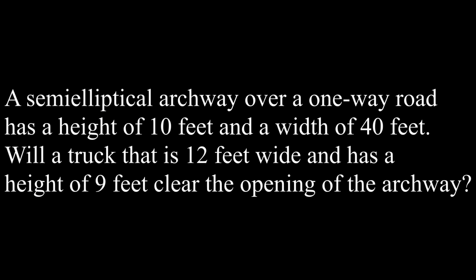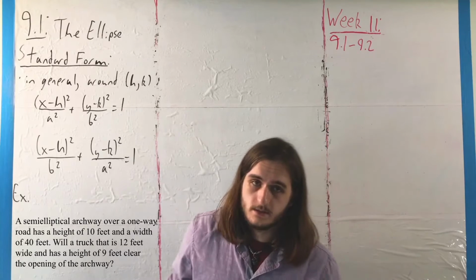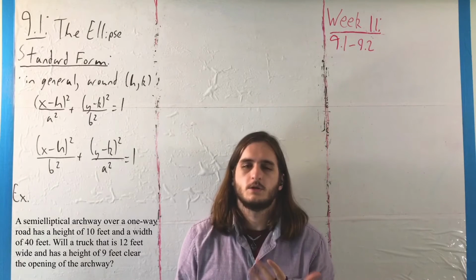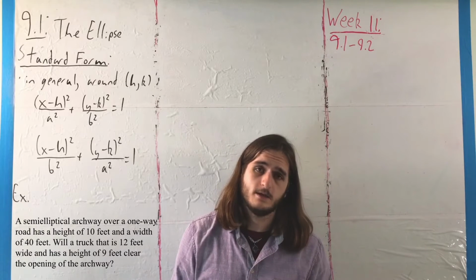So for this example, we have a semi-elliptical archway over a one-way road that has a height of 10 feet and a width of 40 feet. And we're going to see if a truck that is 12 feet wide and has a height of 9 feet can clear the opening. That is, given our truck going underneath this one-way road, we're going to assume it's going through the middle so it has the most space.